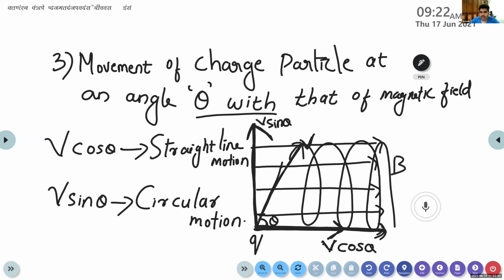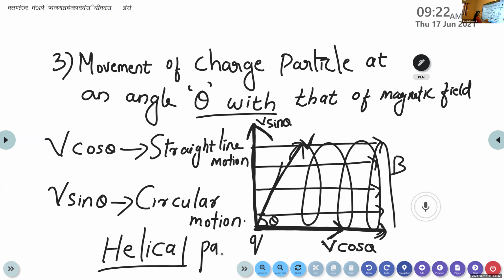Ma'am, helical spelling. Helical path. Helical. Helical path. That is helix. It follows a helix.